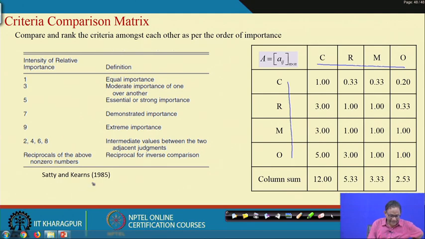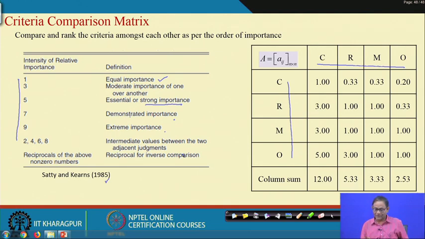Now, from Saaty and Cairns, 1985, we found the scale, the relative comparison values you will put. 1 means equal importance, 3 means moderate importance of one over another, 5 is essential or strong importance, 7 means demonstrated importance, 9 is extreme importance, and 2, 4, 6, 8 are intermediate values between two adjacent judgments, like in between 1 and 3, in between 3 and 5, like this. Then the reciprocal of the above non-zero numbers is the inverse comparison.